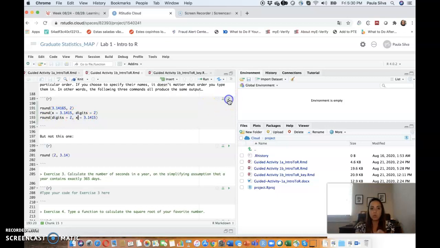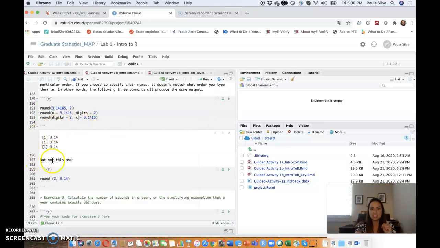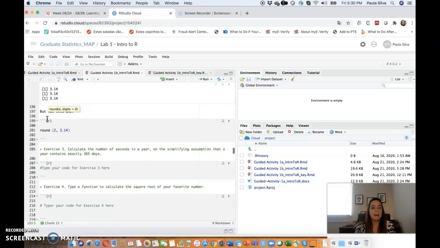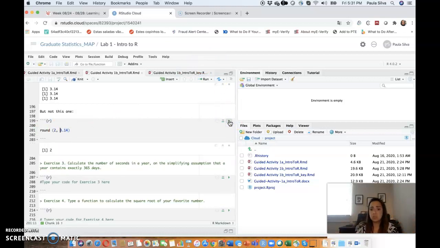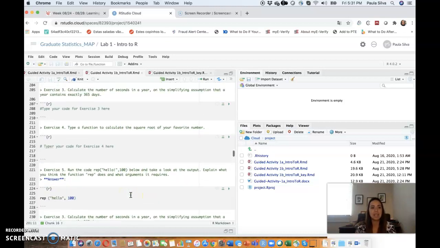I'll click go here to run this code, and you see that the answer is the same for each one of the functions. But not this one, because here I'm not naming the arguments, so it's thinking that I want to round 2, and that I want to use 3.14 decimal places. It basically just gives us 2 because there is no need for rounding. Okay? All right, so now let's go to exercise 3.